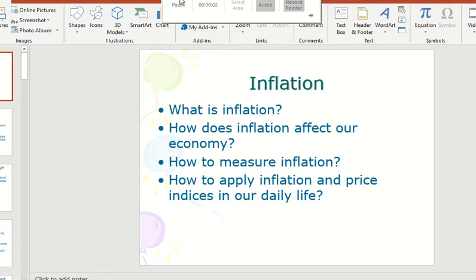Today, we are going to introduce ourselves to another economic indicator, which is inflation. We are going to talk about what inflation is. We're going to learn how inflation affects us as individuals and also the macroeconomy. We are going to learn how to measure inflation. And last but not least, we are going to learn to apply inflation and price indexes in our daily life.